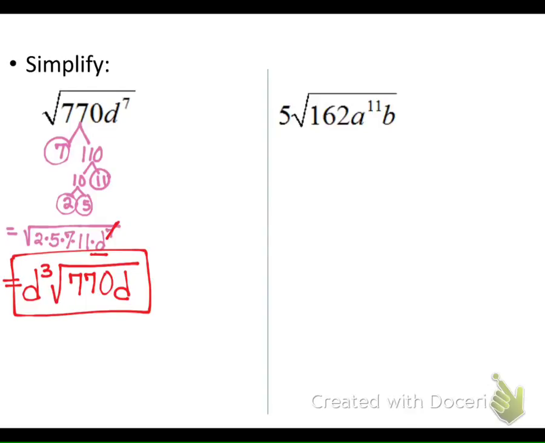Okay, so let's look at the next one. The first thing that I'm going to do here is factor the number part of my radicand. So what two numbers can you multiply together to get 162? 9 and 18. Then for 9, Brianna? That's 3 and 3. And for 18, 2 and 9. And then for that 9, 3 and 3.